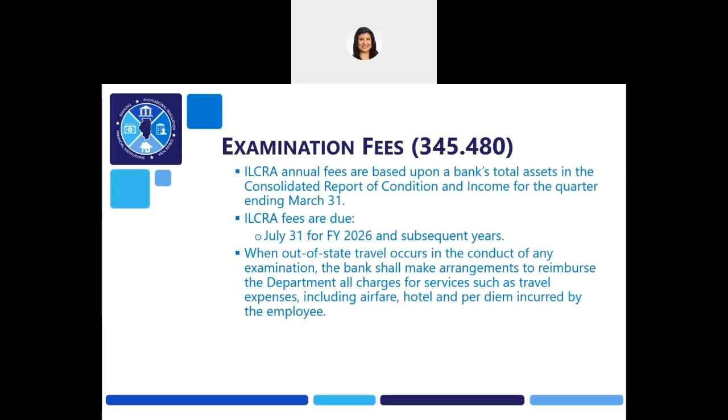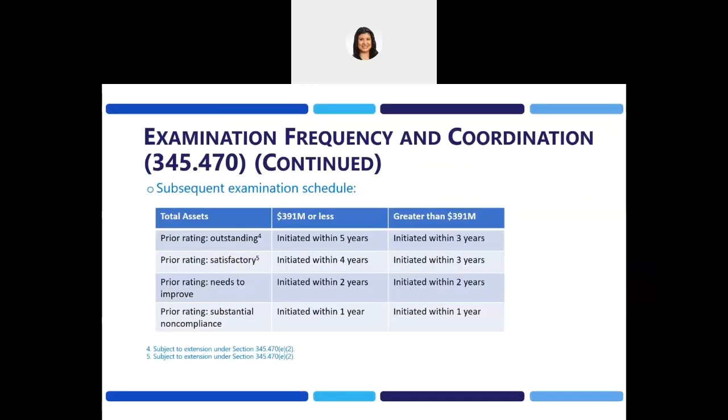Examination fees. I'm actually going to go back to the frequency and coordination. I just want to note that other reasons when IDFPR may conduct an Illinois CRA exam is for substantial noncompliance by the primary federal financial supervisory agency, if there's substantial evidence of discriminatory or other illegal credit practices, or if IDFPR otherwise finds sufficient cause.